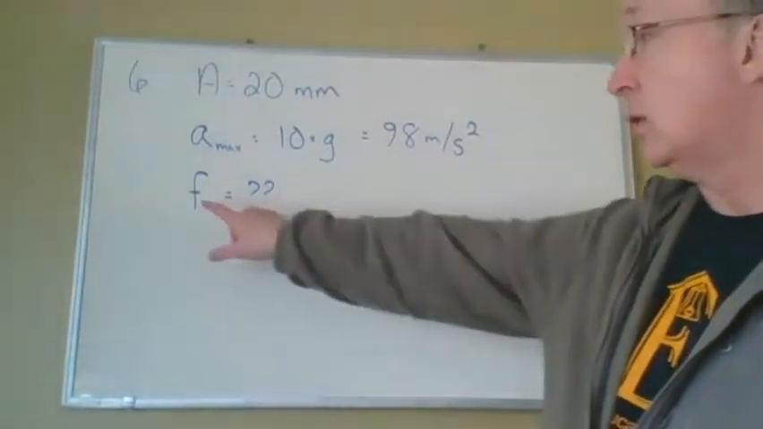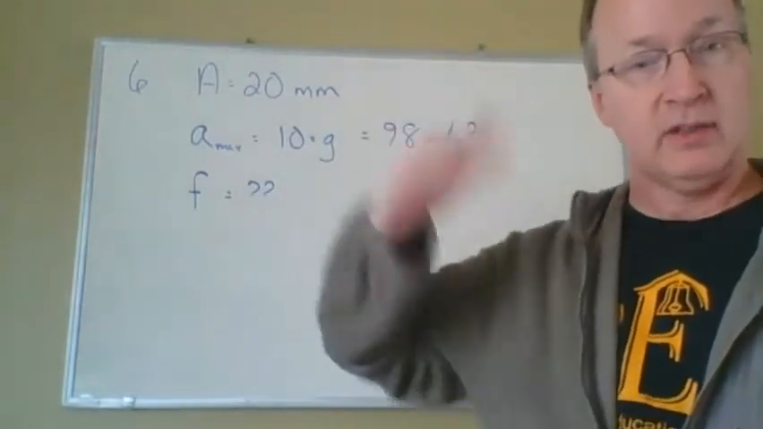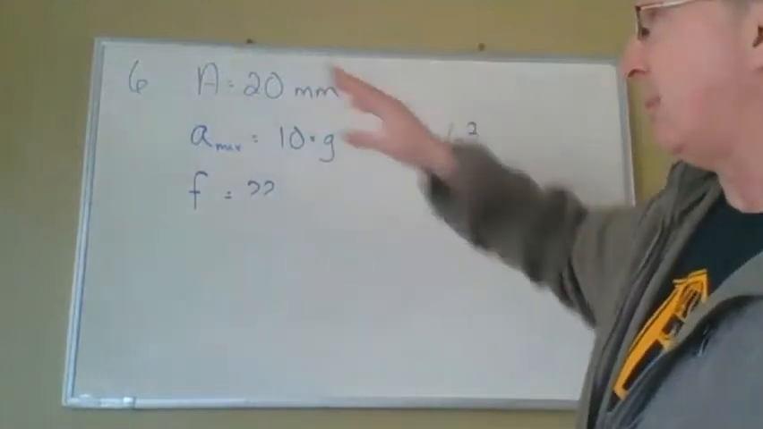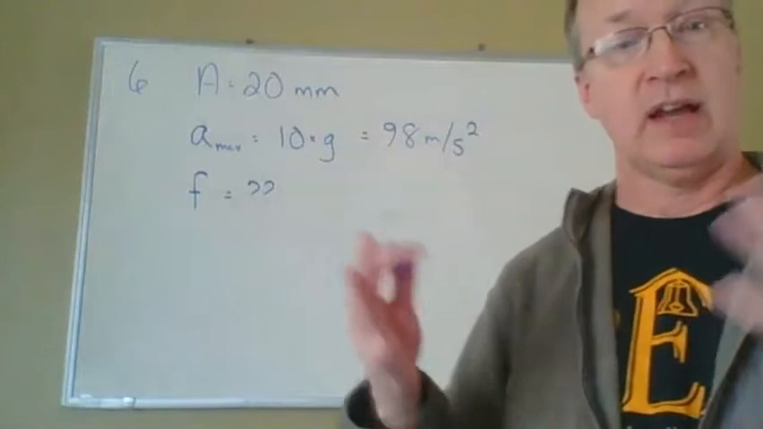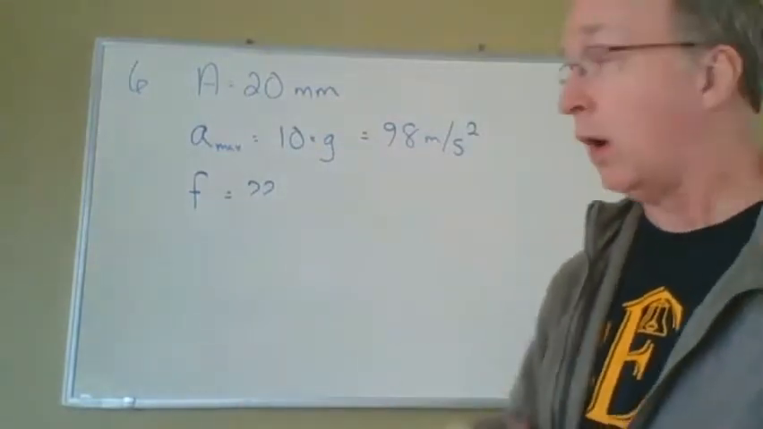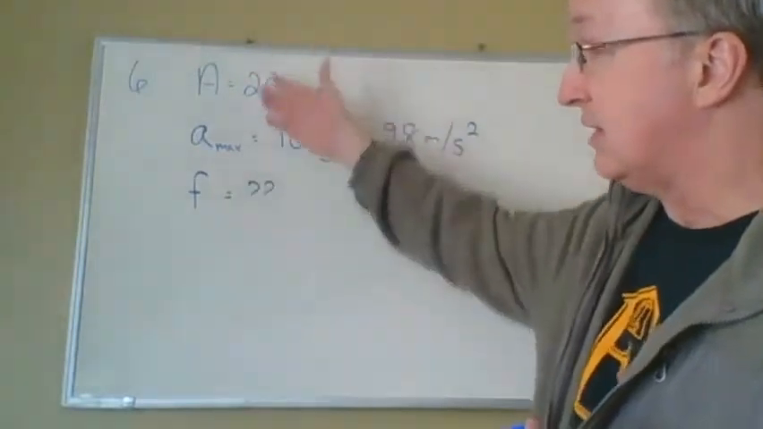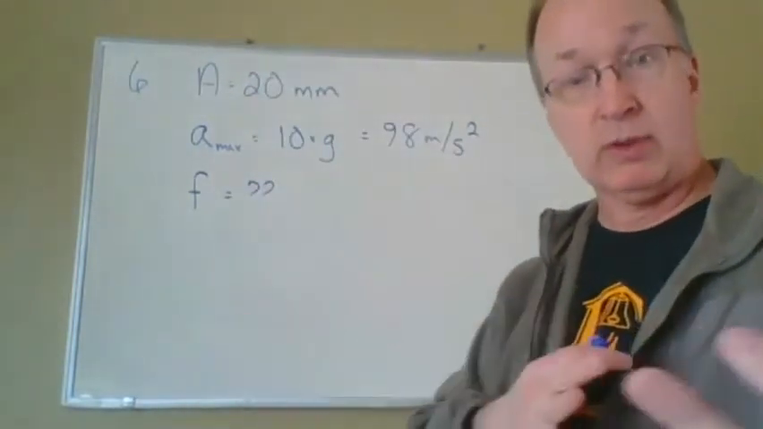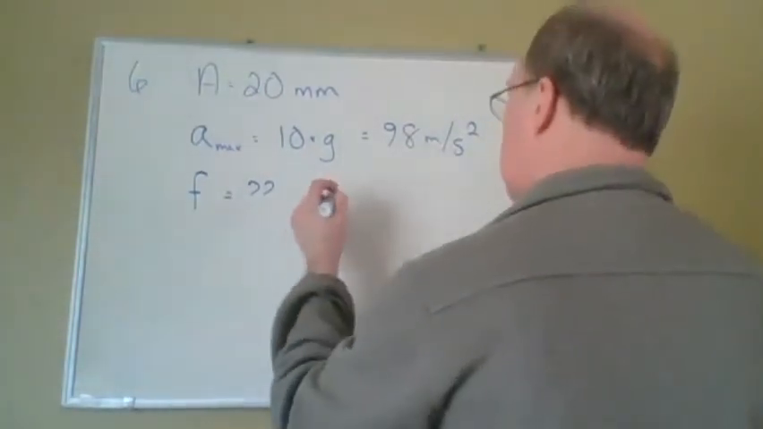So that's a pretty healthy acceleration. And the question is, what is the frequency of that device? How frequently does it have to bounce or wiggle back and forth in that amplitude to provide that much acceleration? So we've got to take a look at this. We've got to think about this. What relationship or equation do we have that relates these three variables? And I think the one we want to talk about is one we've used on an earlier problem that I did. And it looks something like this.